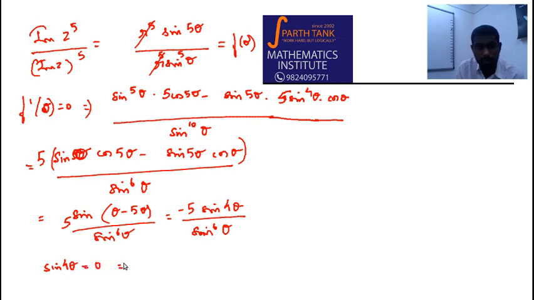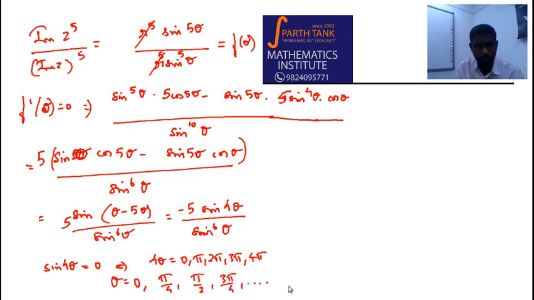Now this would imply 4 theta can be 0 or pi or 2 pi or 3 pi, 4 pi and so on. Theta should be 0 or pi by 4 or pi by 2 or 3 pi by 4 and so on.